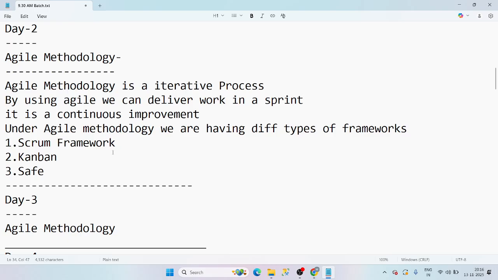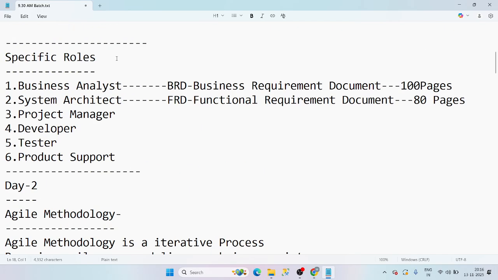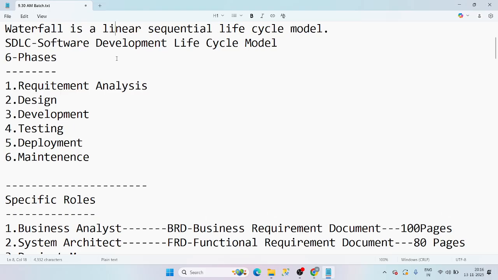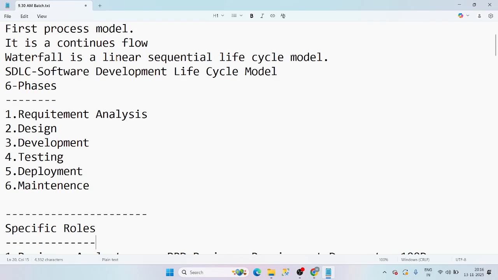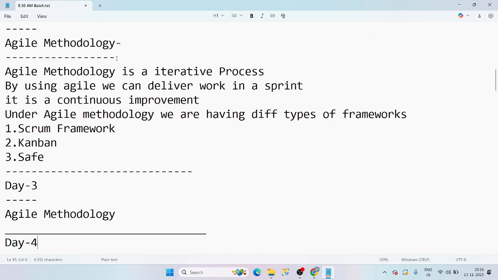No, Manoj. Okay. Previously, we talked about waterfall methodology. Under waterfall methodology, we don't have any frameworks, guys. But coming to Agile methodology, we have frameworks. Manoj, what is meant by framework? I don't have any idea about framework, right?